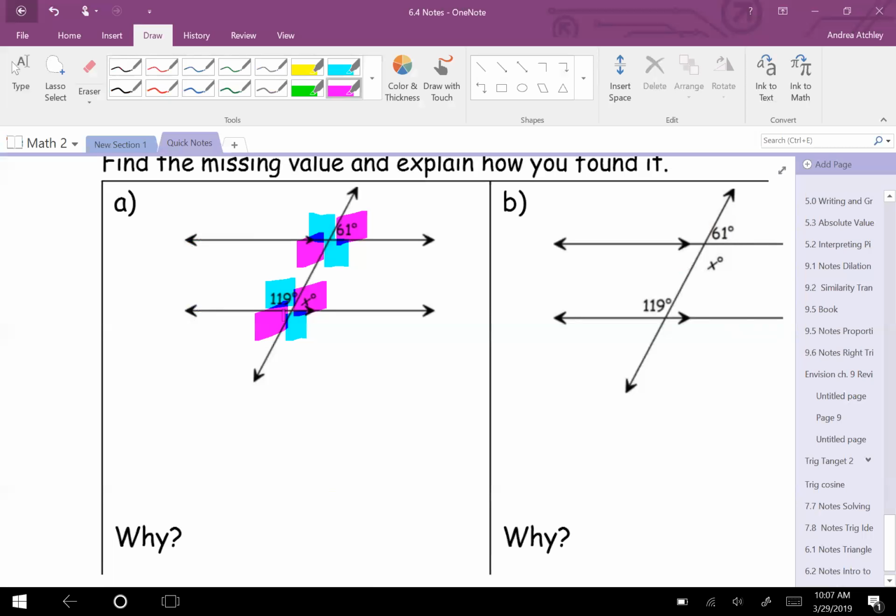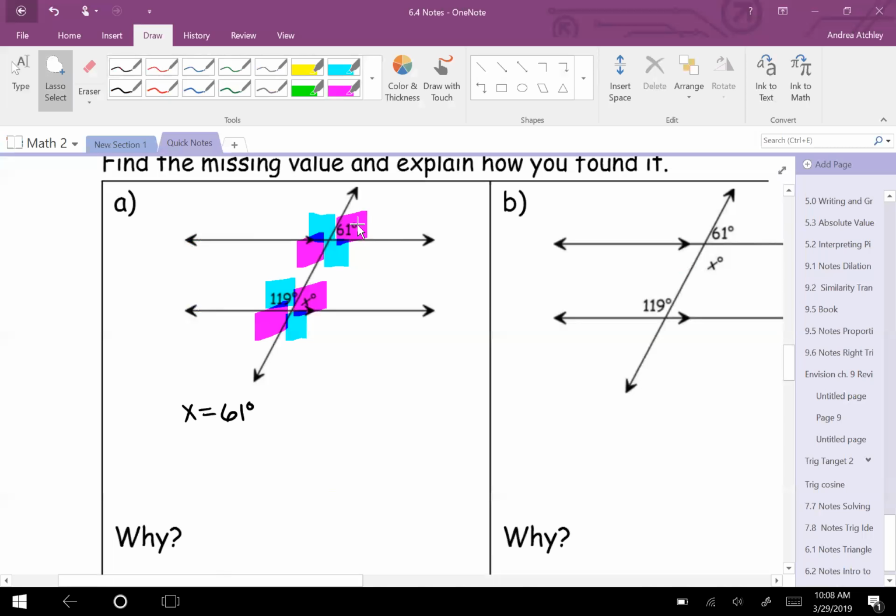Okay, so what do we think X equals, class? What does X equal? 61. Okay, they're both pink, right? Now we have to decide what type of angles. So I always start with alternate. Are the X and 61 alternate? Are they on opposite sides of the transversal? No. They'd have to be over here and here to be alternate. Okay, one on this side of the transversal and one over here on this side of the transversal. Okay, and we don't have that.